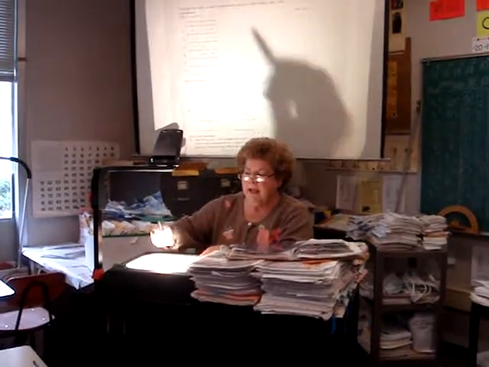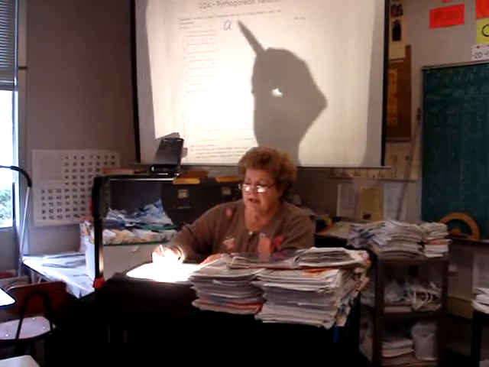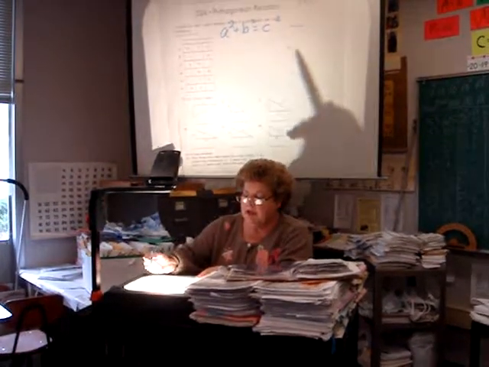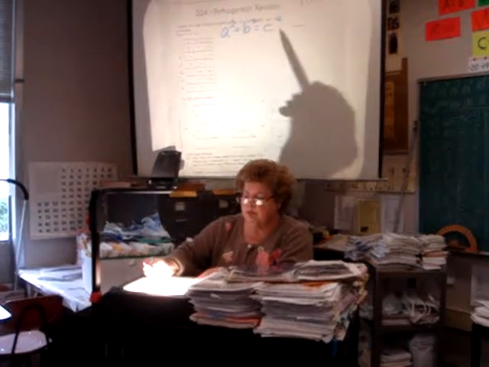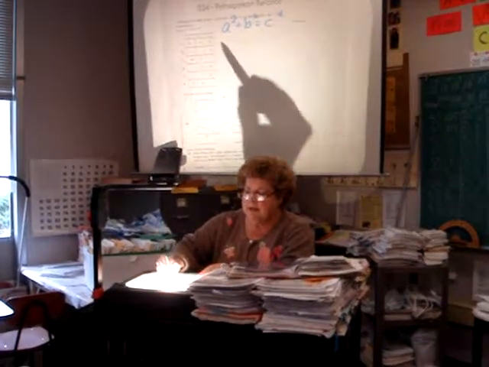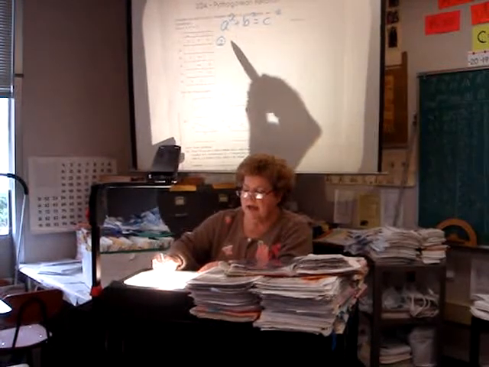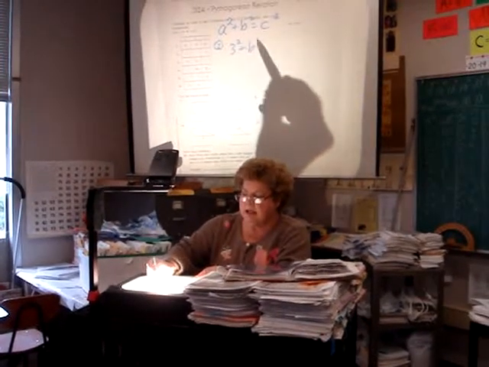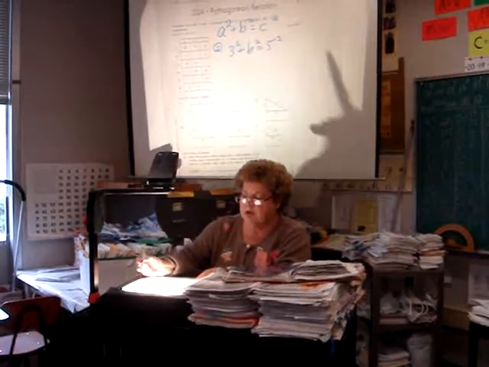Now today's lesson is on Pythagorean relation, and Pythagorean relation is a squared plus b squared equals c squared. So as we're doing the problems here, let's go to number 2, and we have a is 3. So we have 3 squared plus b squared equals 5 squared.